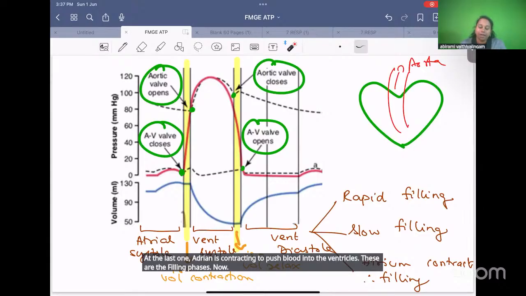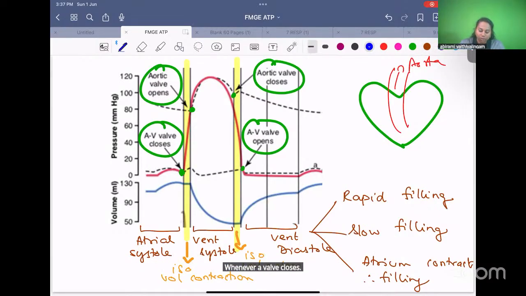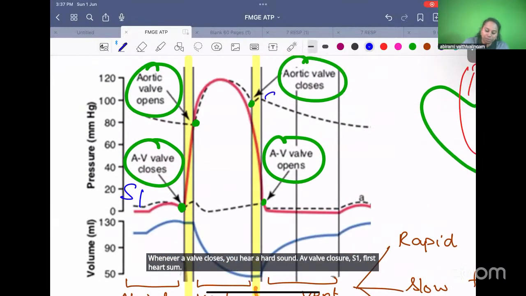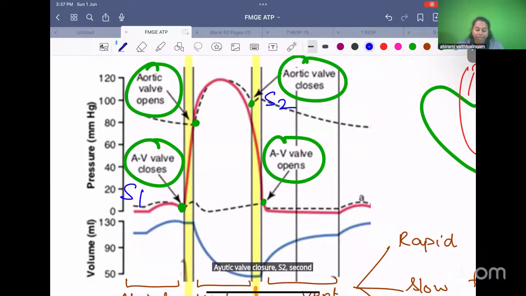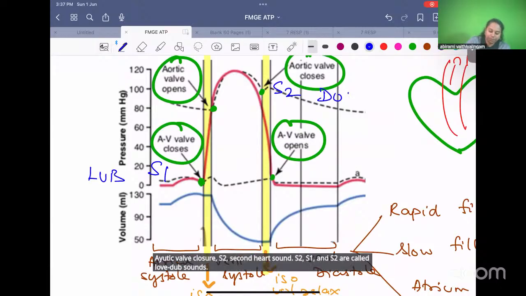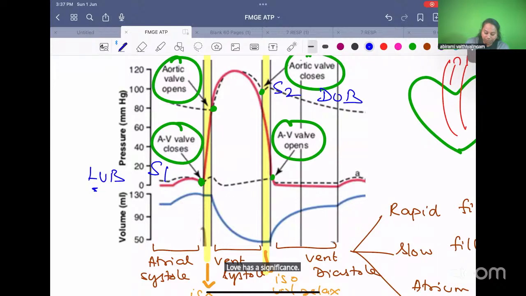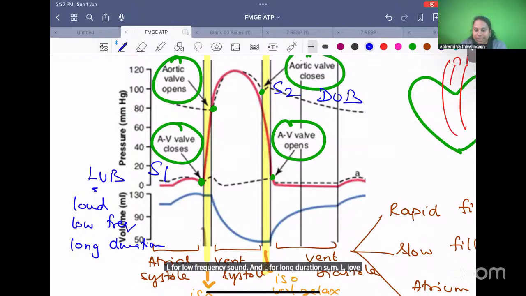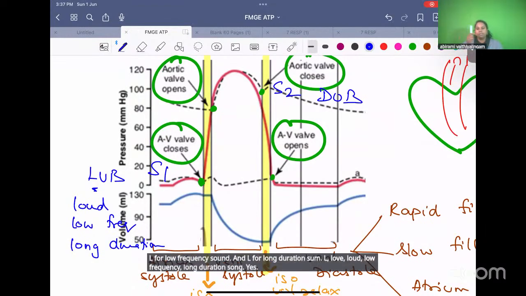Now we'll place heart sounds into this diagram. How will you place heart sounds into this? Whenever a valve closes, you hear a heart sound. AV valve closure, S1, first heart sound. Aortic valve closure, S2, second heart sound. S1 and S2 are called lub-dub sounds. Lub has a significance. L for loud sound, L for low frequency sound, and L for long duration sound. Dub is exactly opposite.